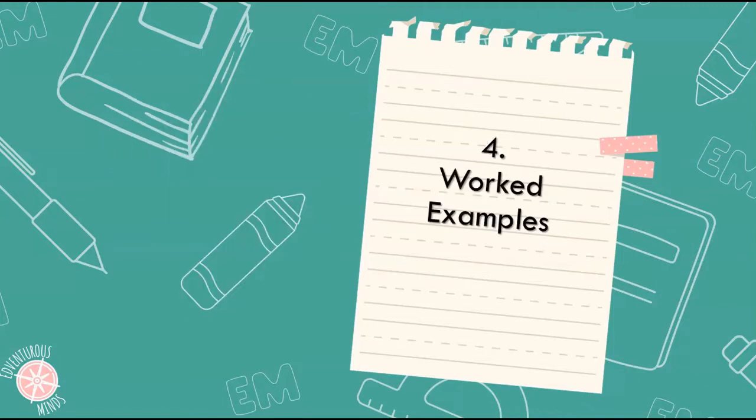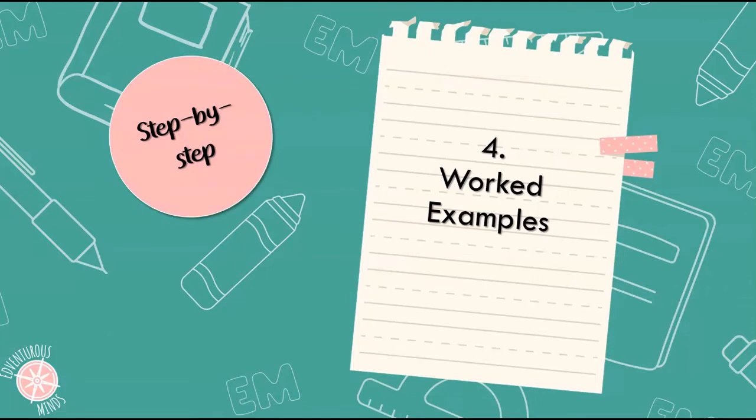Okay. Number 4 is worked examples. And part of this can be really similar to explicit teaching in that you go through this process step by step and really work that example out so the students can mimic and model the behavior that you're doing.